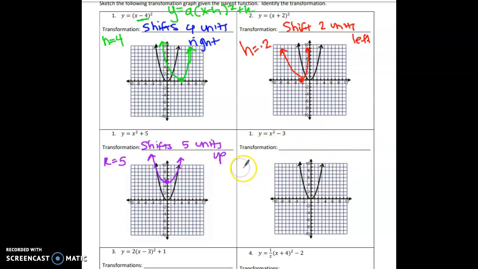Here again we have a K, and our K is -3. So we're going to shift down 3 units. So I'm going to move my vertex down here to -3, and I'm going to try my best not to make it any more wide or skinny. It's just the same exact thing, just shifted down.